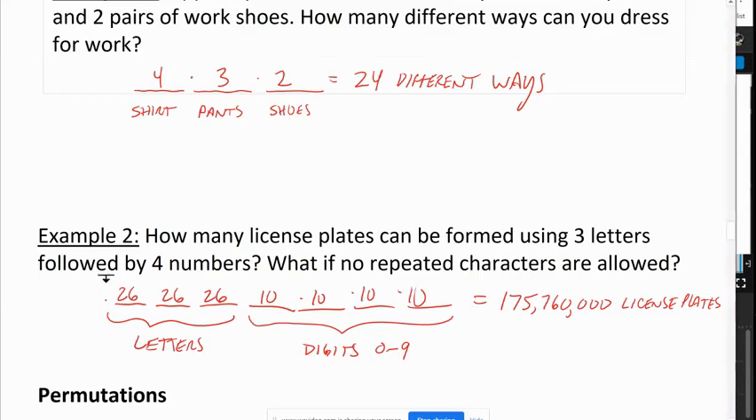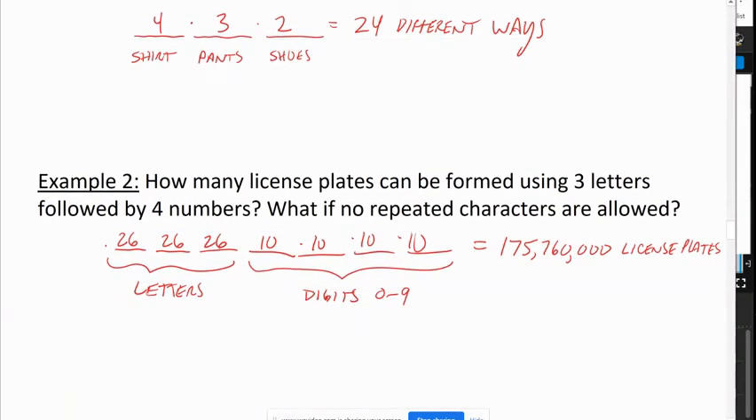There is a second part to that question, and it says, what if no repeated characters are allowed? If we're not allowed to repeat any of the characters, then there are 26 letters for the first choice. Then we've already used 1 letter, so there are only 25 letters remaining, and then only 24 letters remaining. And then the same thing with the digits. There are going to be 10 different digits available. Once I've used a digit, there are only 9 remaining. Once I've used another digit, there are only 8 remaining. And when I've used another digit, there are only 7 remaining.